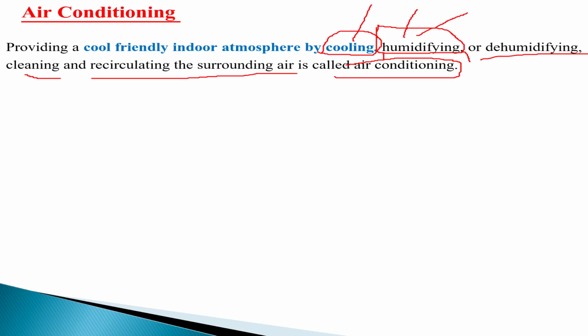On the other hand, if it is over humid, like coastal area, then that humidity or moisture is to be removed from the air, make it around 70% comfortable, then supply it to the room. That is dehumidification. So one is cooling, then humidify or dehumidify, then cleaning and circulating the air. This is what is done in air conditioning.